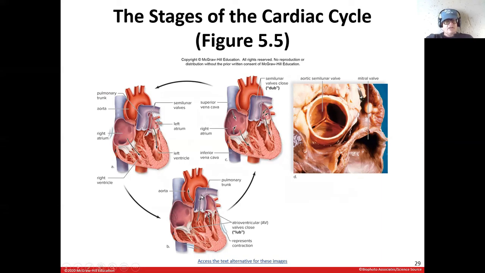Then as pressure increases, as the ventricle keeps contracting, eventually it overcomes the pressure in the pulmonary trunk here and in the aorta there, and the semilunar valves are opened. So blood flows out, and then when the ventricles start to relax, and the vessels that stretched are trying to return to their normal size, then you're going to get the pressure higher here, and these open semilunar valves will slam shut. That's the dub sound, and you move on. You do it all again.